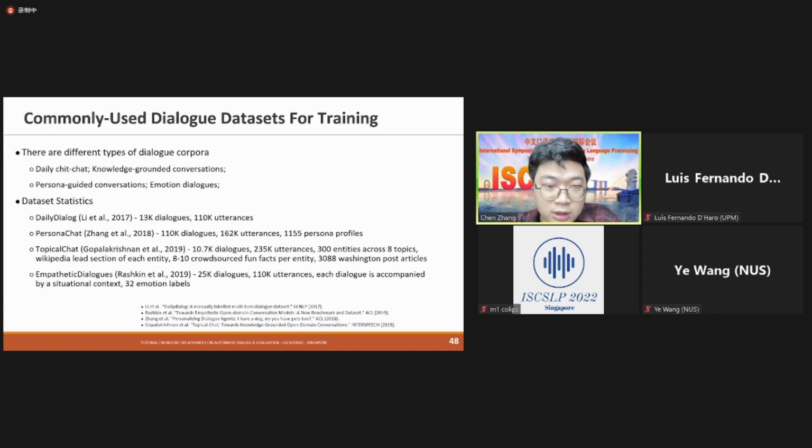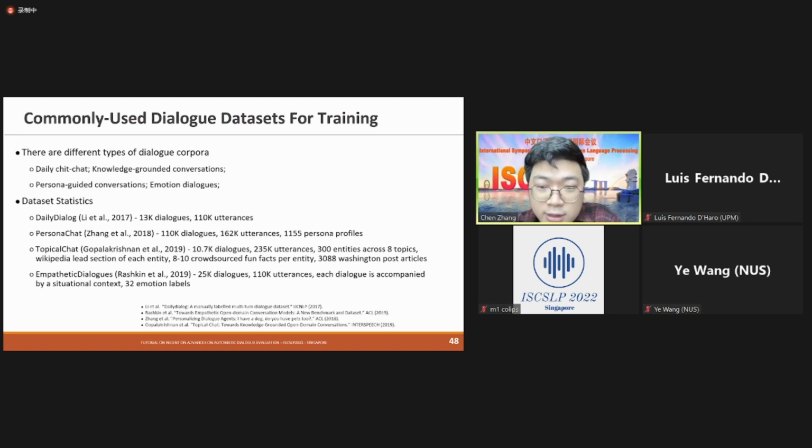Before diving into details of all the different representative training-based metrics, we may first want to know the commonly used human dialogue corpora that we adopt to train the metrics. There are four common domains. One is daily chit chat, which covers daily-style conversation, such as about hobbies and life, everything. The second domain is knowledge-grounded conversations, where the two parties in the conversation discuss topics that are grounded on external documents, such as a Wikipedia page or some articles in the newspaper.